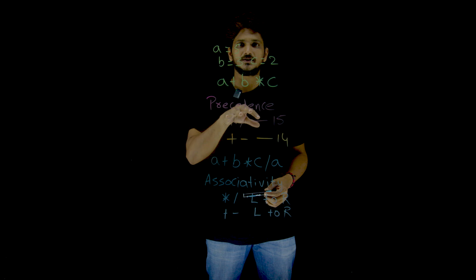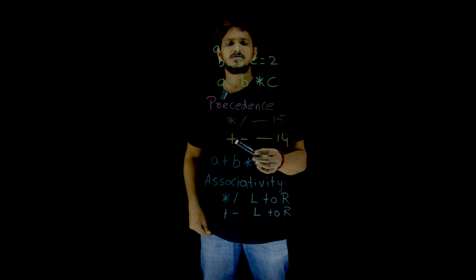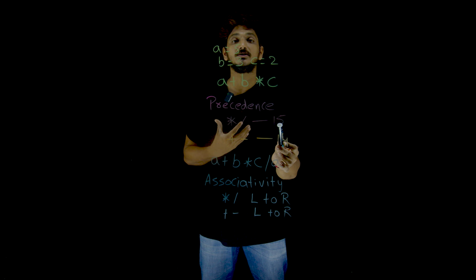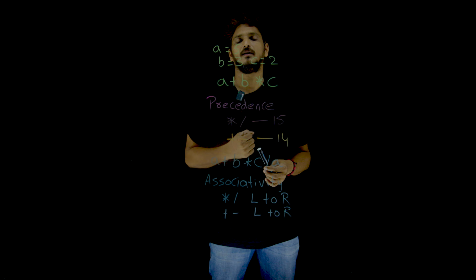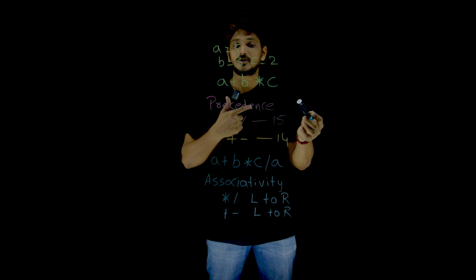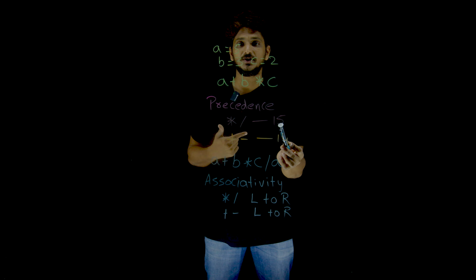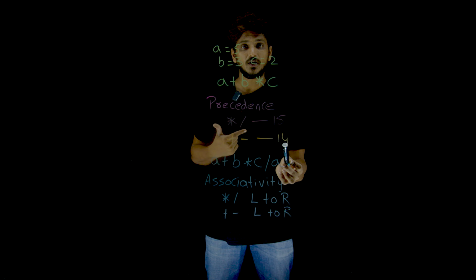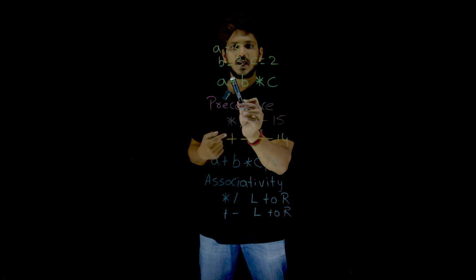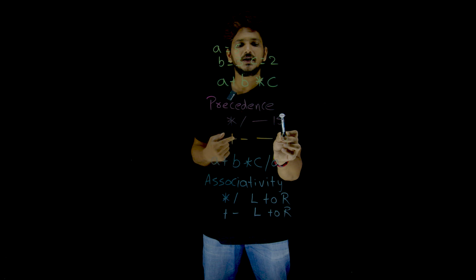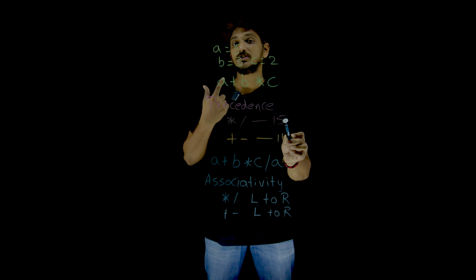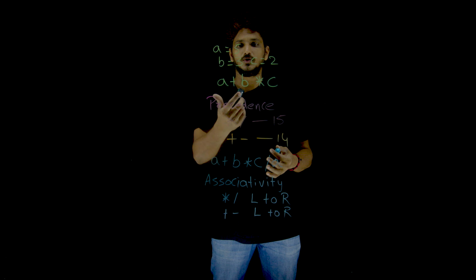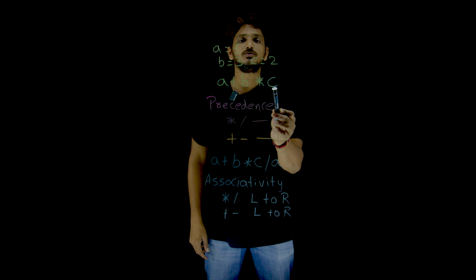Let's try to understand what is precedence, what is associativity. Suppose, assume that multiplication and division have a precedence of 15. Precedence means priority. So which one has the highest priority? Multiplication and division symbols have a precedence of 15, and addition and minus symbols have a precedence of 14. So in this expression, A plus B multiplied by C, multiplication has the highest precedence, meaning highest priority. First multiplication should happen.